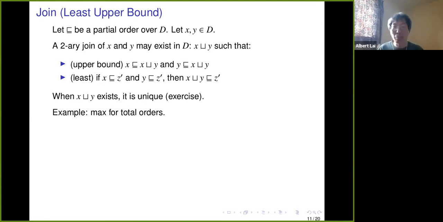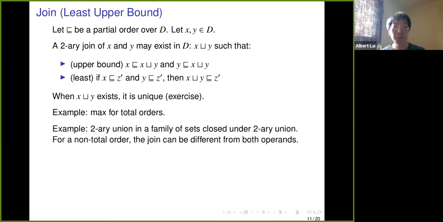So it is just a very simple maximum if you have a total order, but that's boring. Union would be, if you use a power set or a family of sets and you use the subset relation, or containment relation, as the partial order, then union would be the join. And from that experience, you realize that for a total order, the join has to be equal to one of the operands.